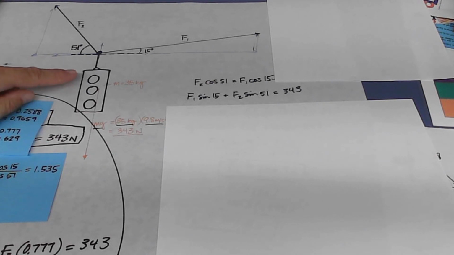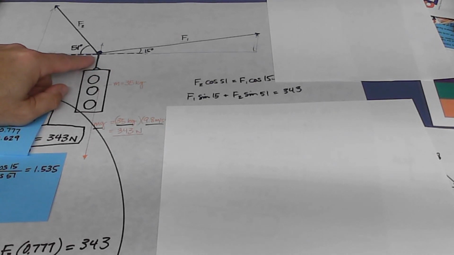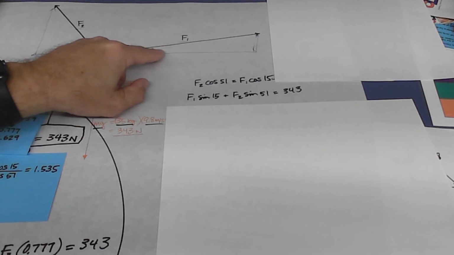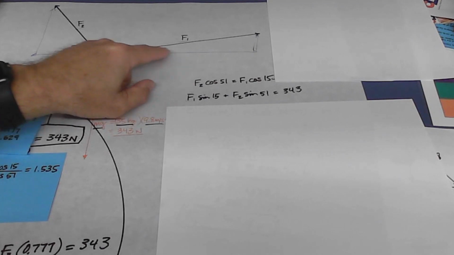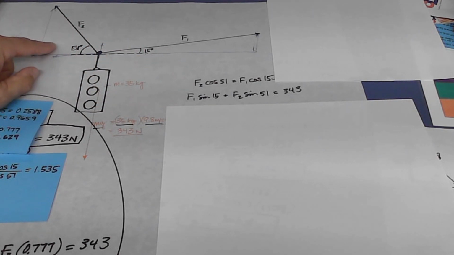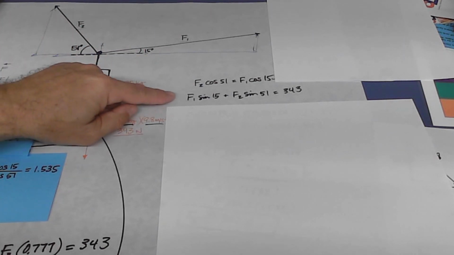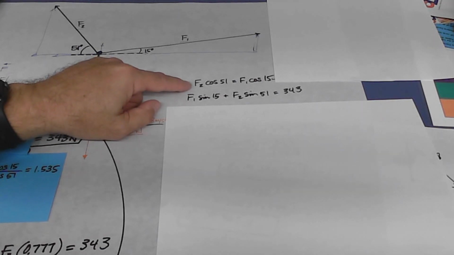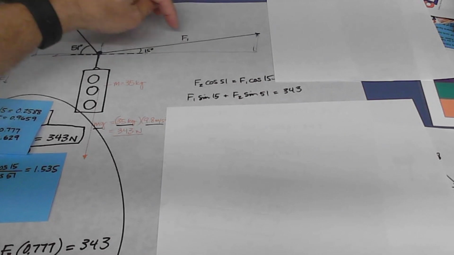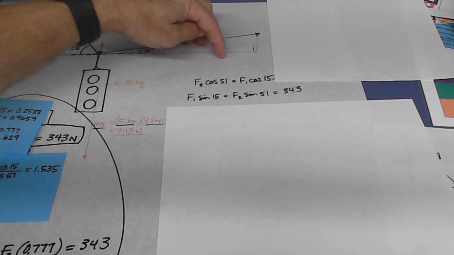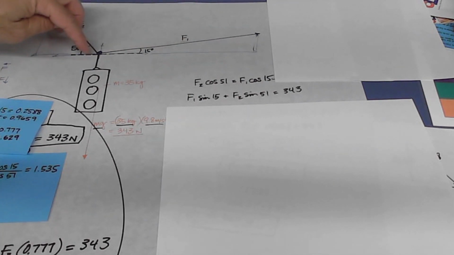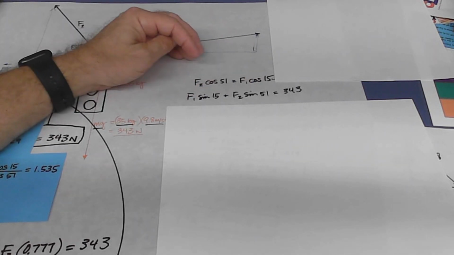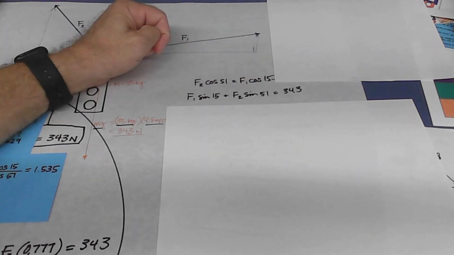And my two equations are basically F1 times cosine theta 1 is equal to F2 times cosine theta 2. So I have F2 cosine 51 is equal to F1 cosine 15. F1 cosine of 15 is this, F2 cosine of 51 is this. So this equals this, right? So that means horizontally speaking, left equals right.